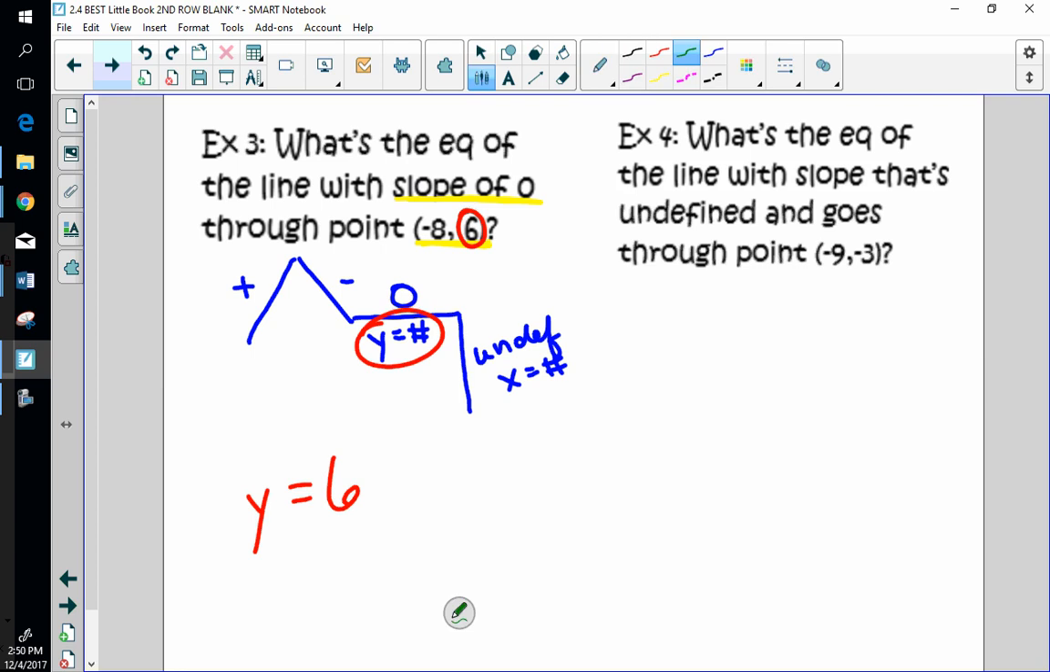On number 4, we're going to use the same thing. As soon as you tell us this has a slope that's undefined, and he goes through the point negative 9, negative 3, well, if you say he has a slope that's undefined, we know this. And what is that number? Well, since he's an x equals, we look to the x coordinate. And he's x equals negative 9. And we're done.